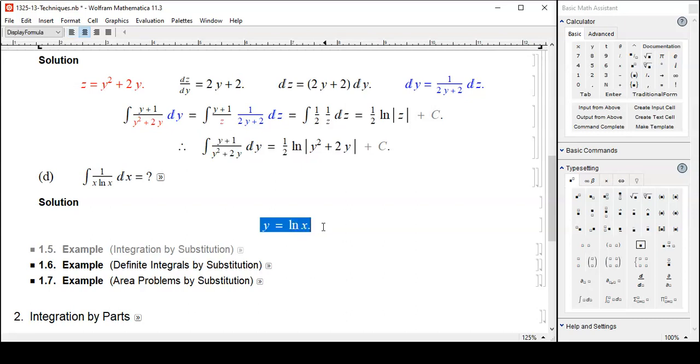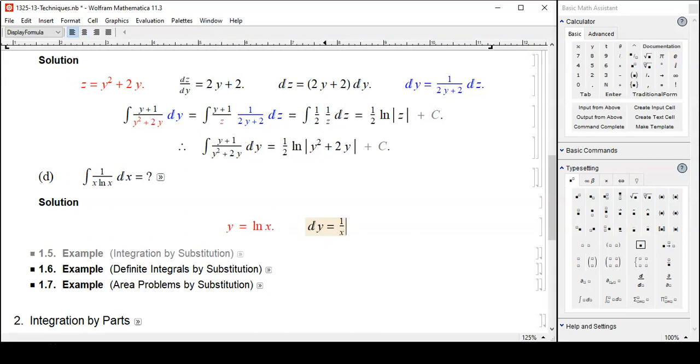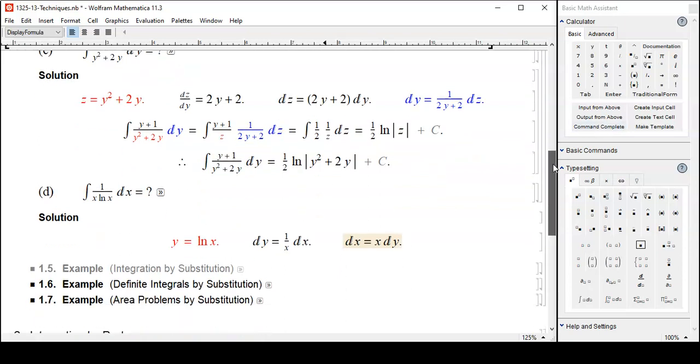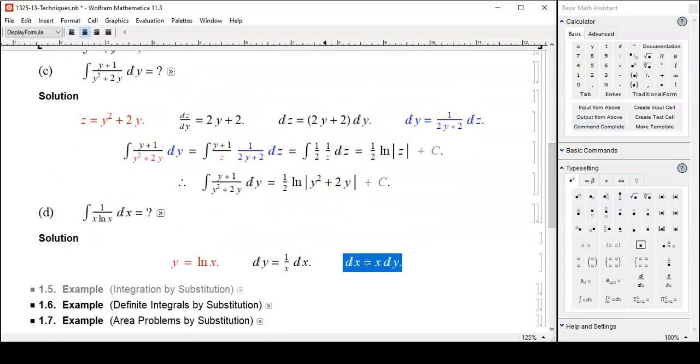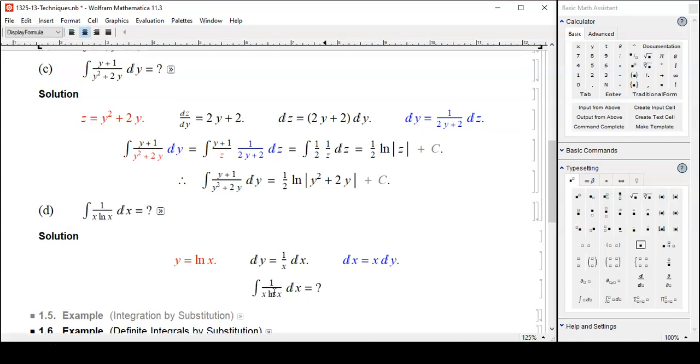Suppose that we did, and let's do the derivative computation. dy is 1 over x dx. dx is x dy. So that's blue, and that's red for this antiderivative problem. So that's red, and that's blue.